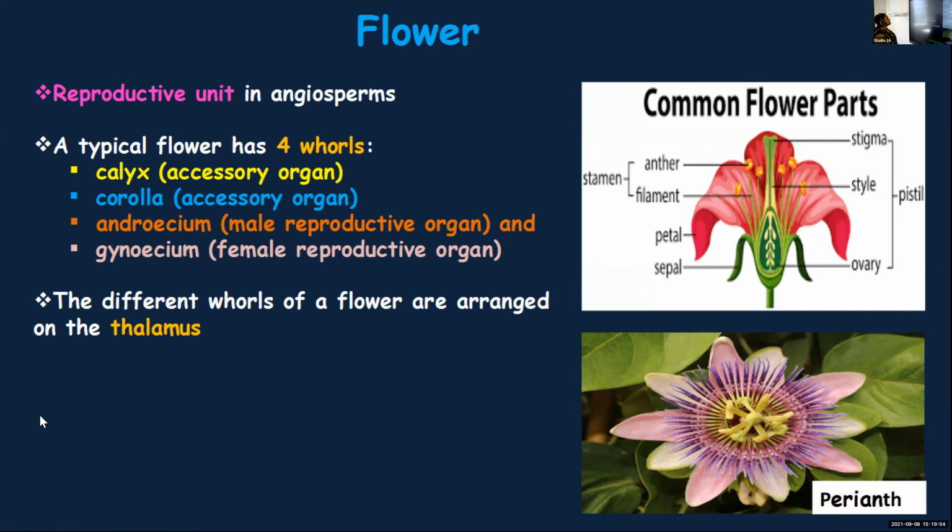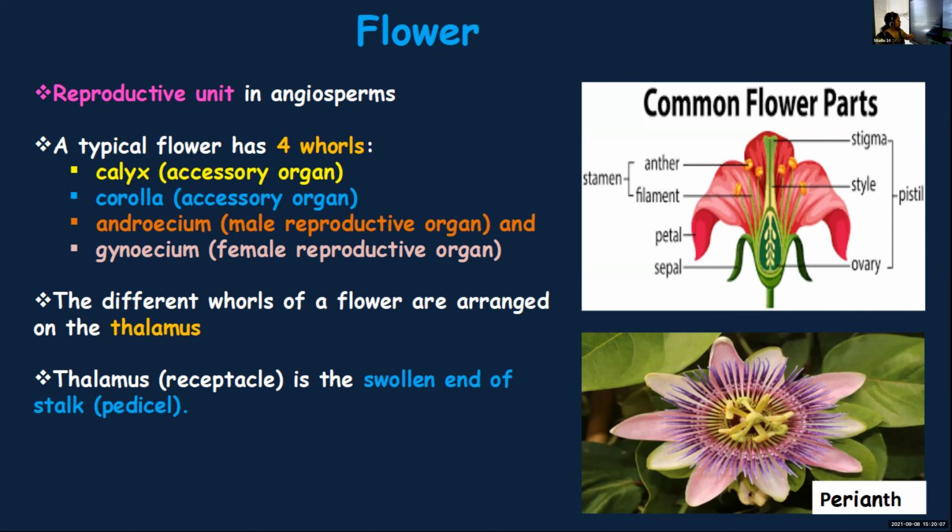The different whorls of a flower are arranged on the thalamus. So all these whorls are arranged on a broader basal portion that is known as thalamus. Here in this picture, you cannot find the thalamus, and I'll show you that. Thalamus or receptacle. There will be a swollen base for the flower, and that is known as receptacle.